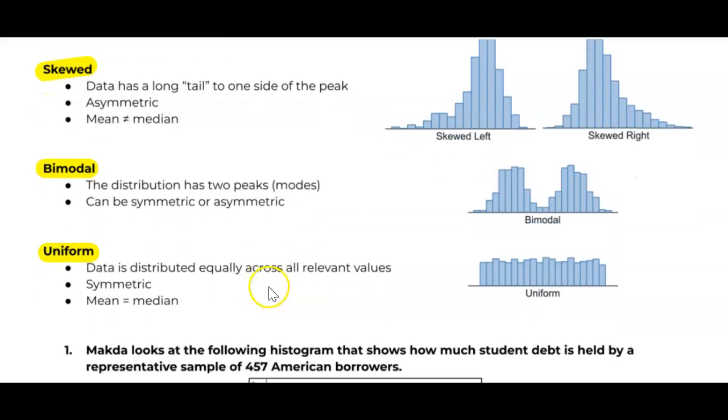When something is uniform, it's like when you get on the exercise bike or the treadmill and you set it to be the same the whole way through. With no peaks or valleys, it's just going to be basically the same all the way across. So it is symmetric, it is equally distributed, and the mean and the median would be about the same.